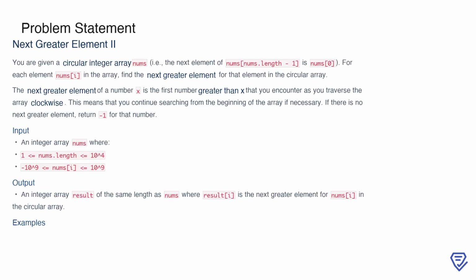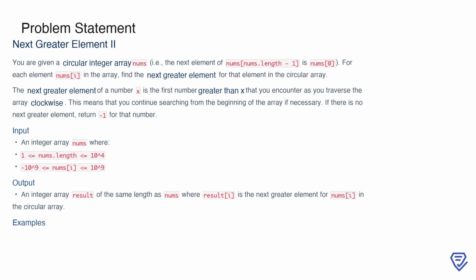In this problem, we are tasked with finding the next greater element for each number in a circular integer array. A circular array means that the last element connects back to the first, so the traversal effectively wraps around when necessary. For each element in the array, we need to identify the first number greater than the current one as we move clockwise through the array. If no such number exists, we return -1 for that element.